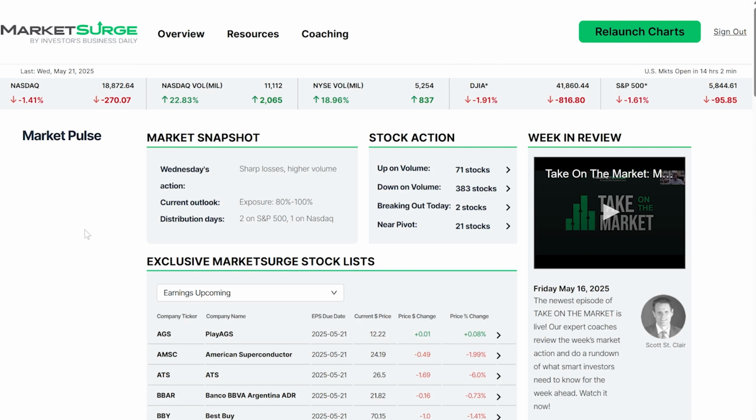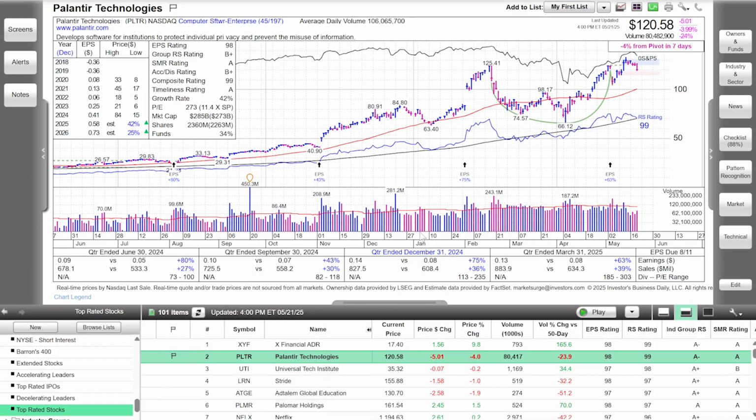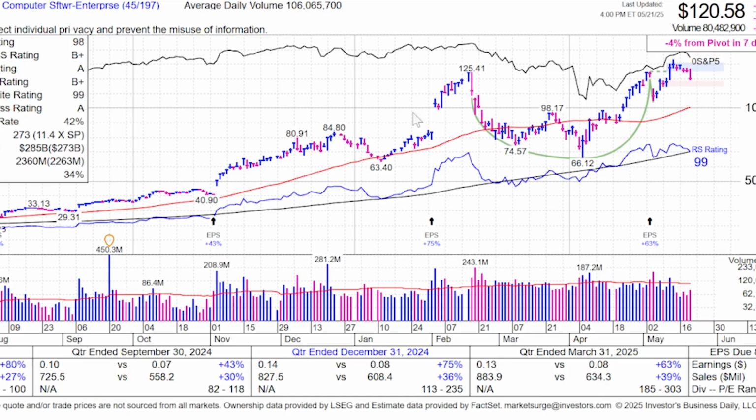So what we're looking at here is the MarketSurge dashboard, and this is primarily just a landing page. The vast majority of MarketSurge is going to take place in the charting platform, which I'll bring up now. So here we're looking at an annotated chart of Palantir Technologies, and there's just a few things I want to point out about this chart. There's a lot going on here. I'm going to try to walk you through what MarketSurge is trying to tell you and why that information is important. So the first thing we have, of course, is a candlestick chart along with 50 and 200-day moving averages.